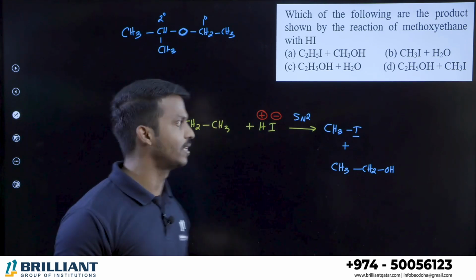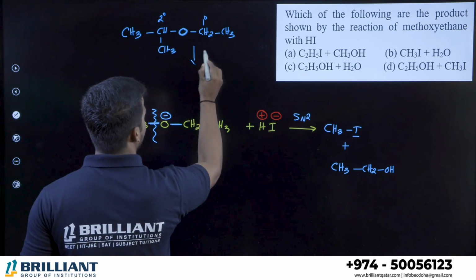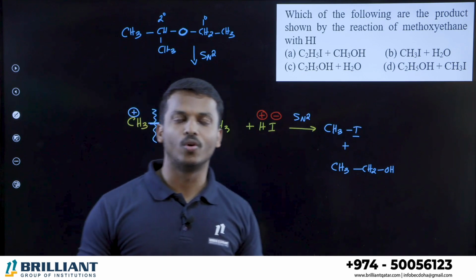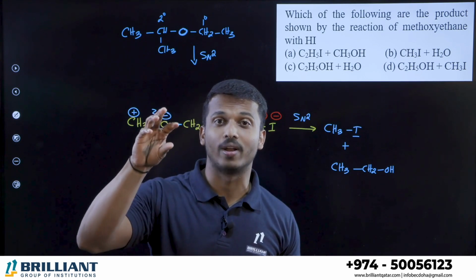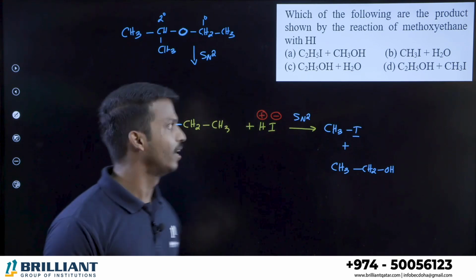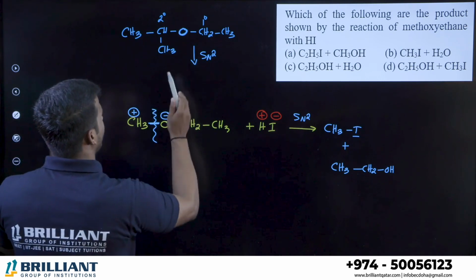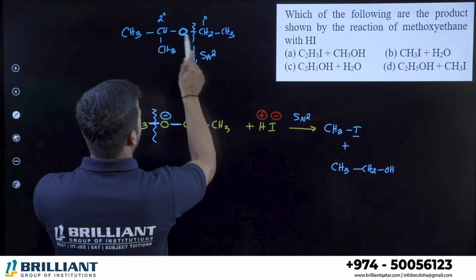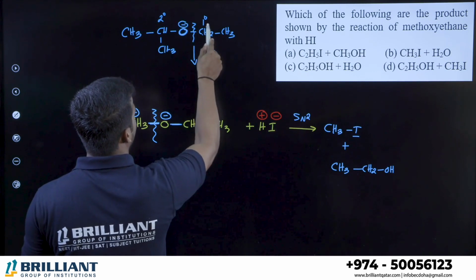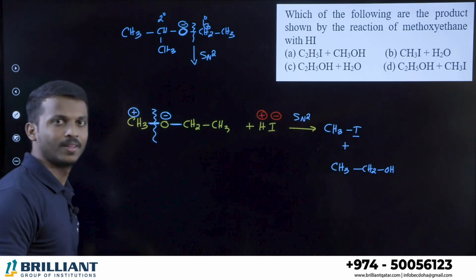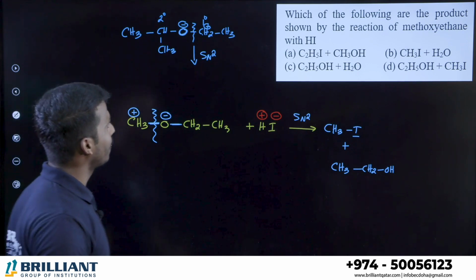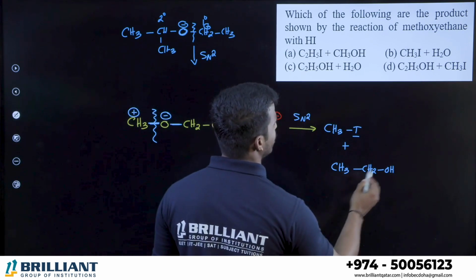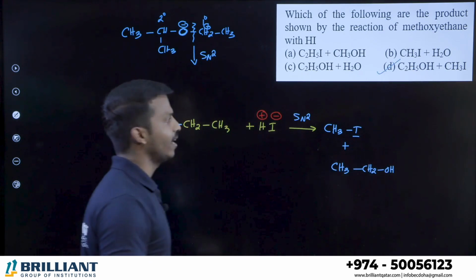In these cases, which mechanism do you mainly have to follow? SN2 mechanism. In the SN2 mechanism, you have to break the less crowded carbon-oxygen bond. So which is the less crowded carbon? Here there are 3 carbons, here only 2 carbons. This is the less crowded part, break here. This is O minus, plus. Now interchange it. So what is the answer here? Here we are getting CH3I and CH3CH2OH. Option D is the correct answer.